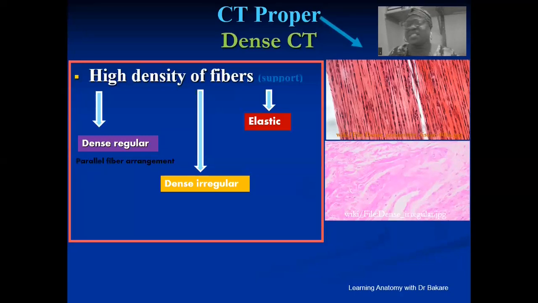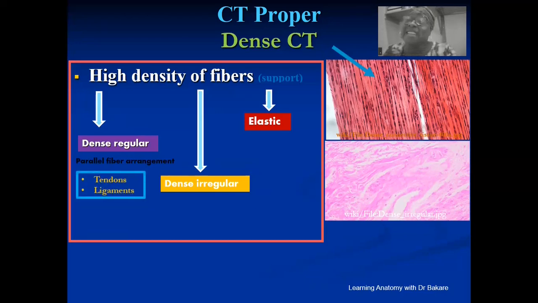So if you use this image up here and look at this connective tissue, you see that the fibers follow a single direction. So they are well aligned. And the kind of tissue where you see this kind of presentation is in the tendons and also in the ligaments. Then the second type of the dense connective tissue is the dense irregular connective tissue.